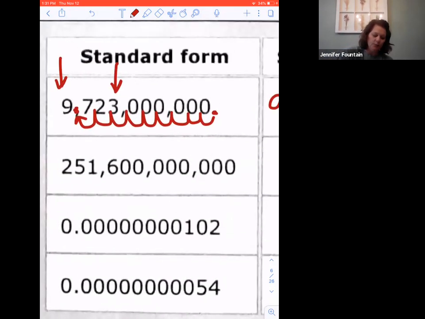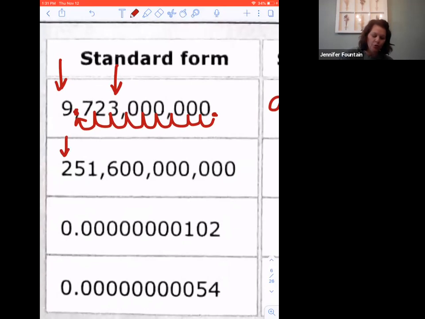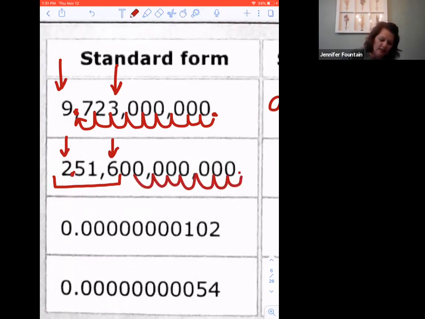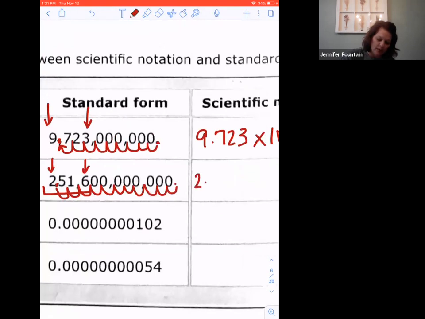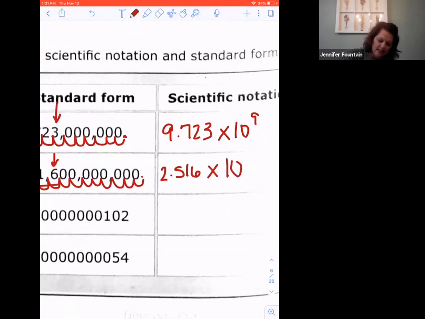All right, my next one, my first non-zero number is 2. My last non-zero number is 6. So I know I'm going to use this as my mantissa. My decimal will go between 2 numbers to make my number between 1 and 10. So my decimal will be right there. Right now it is at the end, and I've got to move it 1, 2, 3, 4, 5, 6, 7, 8, 9, 10, 11 places. So my mantissa is 2.516 times 10 to the 11th.